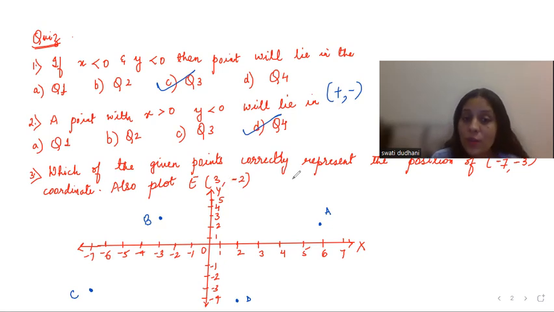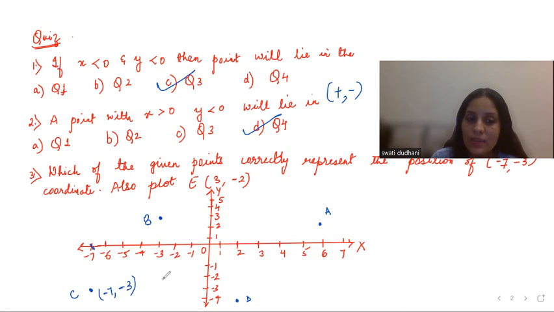Now, which of the given points correctly represents the position of -7, -3? And we also need to plot 3, -2. So here we see that there are 4 points. Among the 4 points, which is -7, -3? Both are negative, so it will definitely lie in the third quadrant, and I only see one point in my third quadrant. So this is -7, -3.